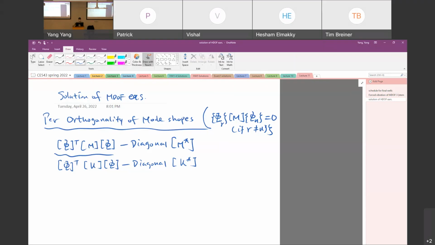But how about the damping matrix? Are those K's or U's? Which one? K? Yeah, that's K. Sorry. That's okay. That's a stiffness.